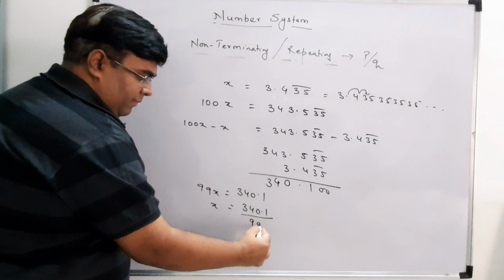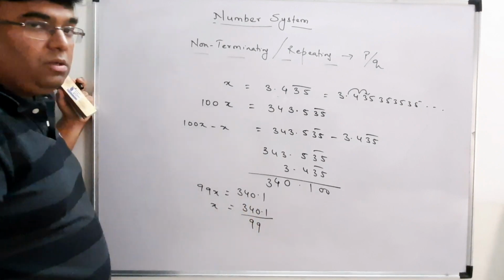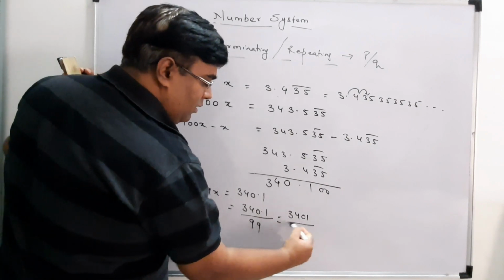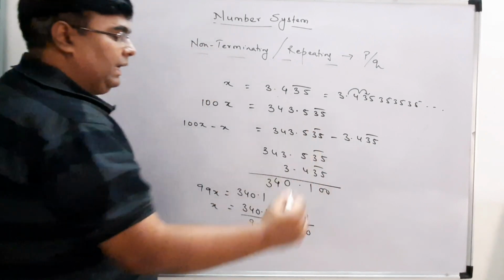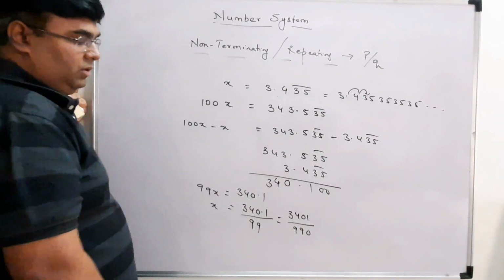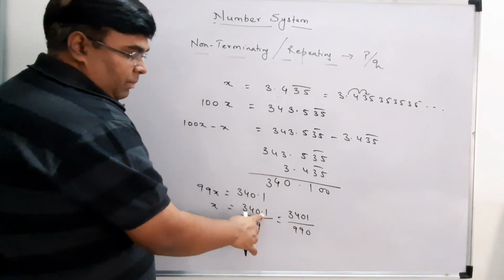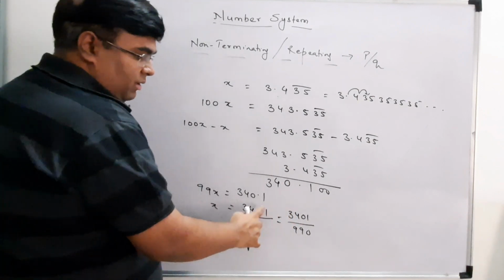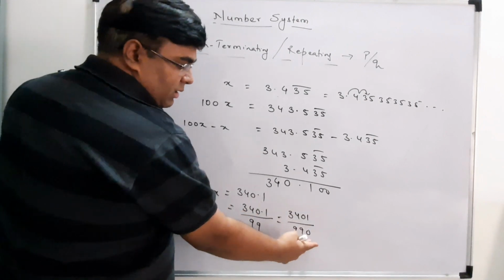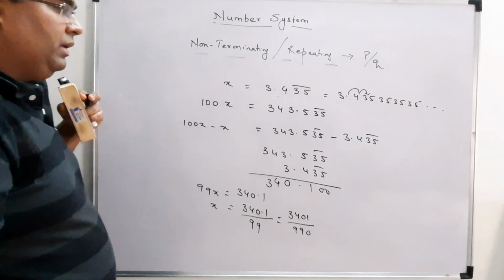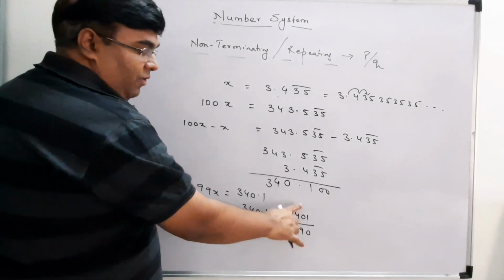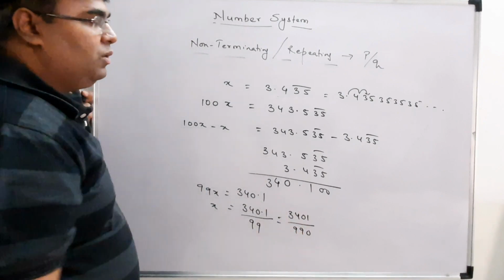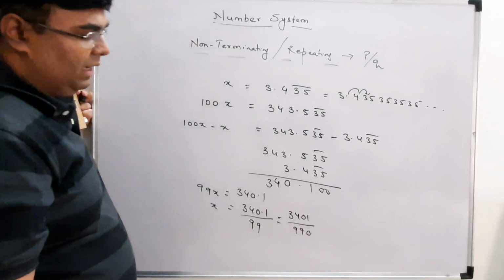340.1 by 99. If you want to remove this decimal also, multiply it by 10, you will get 3401 upon 990. Okay, to remove the decimal, what we did, we multiplied it by 10. So in the denominator also we need to multiply it by 10. So here the decimal got removed and an extra 0 will be there in the denominator. So again my x is in the form of p by q. If you can reduce this, you can reduce it. If you don't reduce it, it will be like this only.